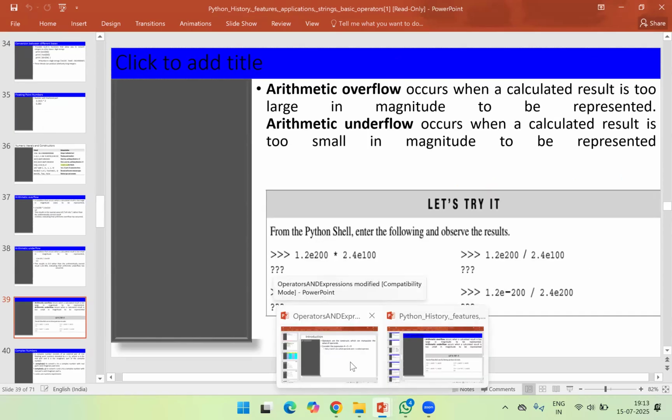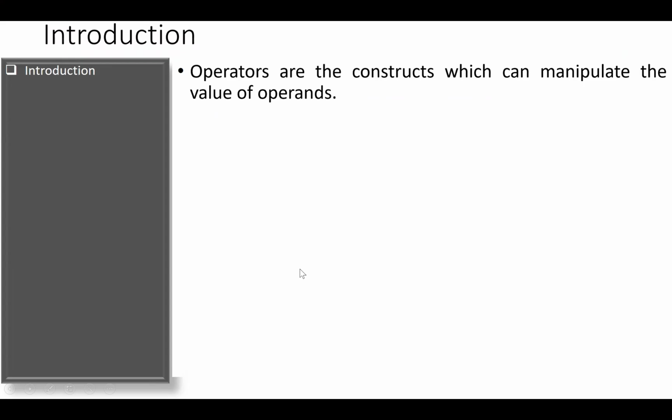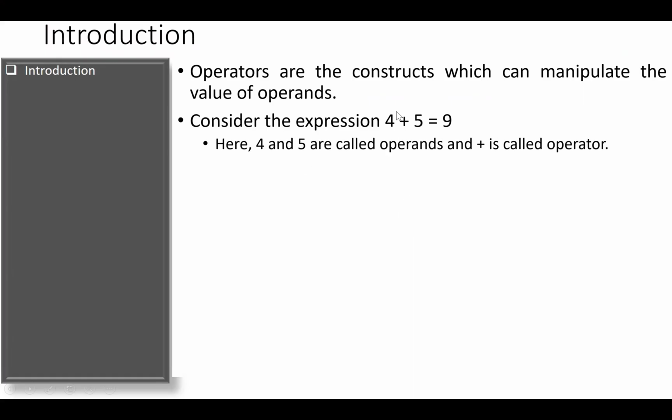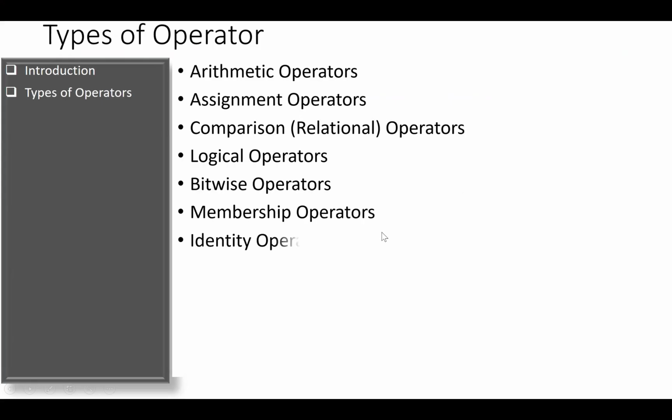Let us discuss the operators and expressions present in Python programs. First, an introduction to operators. Operators are constructs which can manipulate the value of operands. Consider the expression 4 plus 5 equal to 9. Here 4 and 5 are operands, and plus is the operator. The different types of operators are arithmetic, assignment, comparison, logical, bitwise, membership, and identity operators.